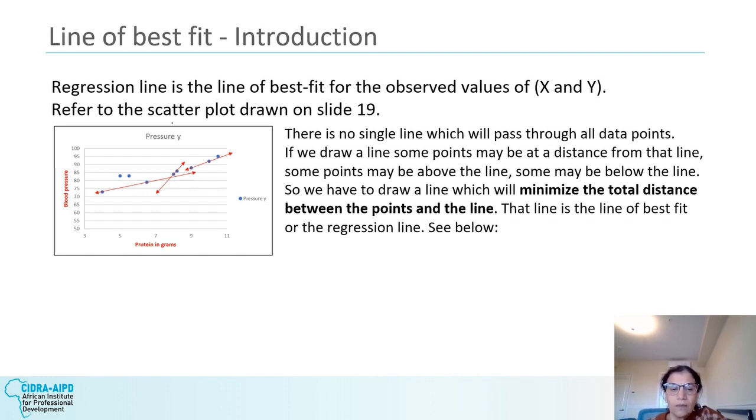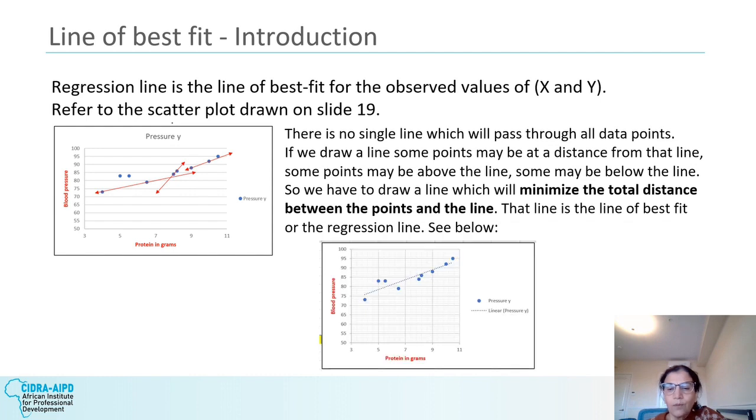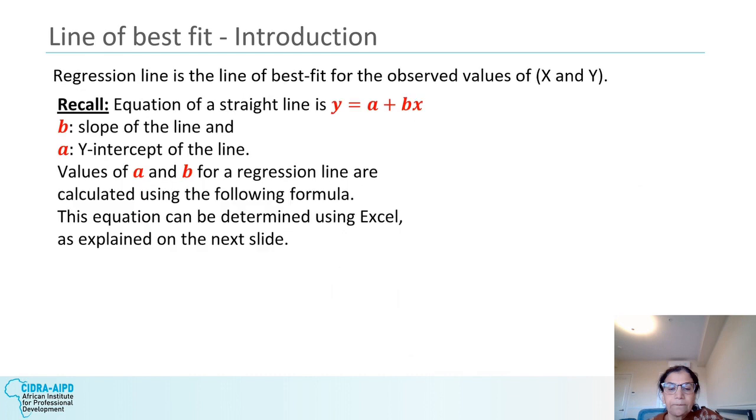So look at the example below. The line of best fit will look like this one. You can see the points are not on the line. Some are above, some are below. But if you try to take the total of the distances between the point and the line, that total distance is minimum. So regression line is the line of best fit for the observed values of x and y.